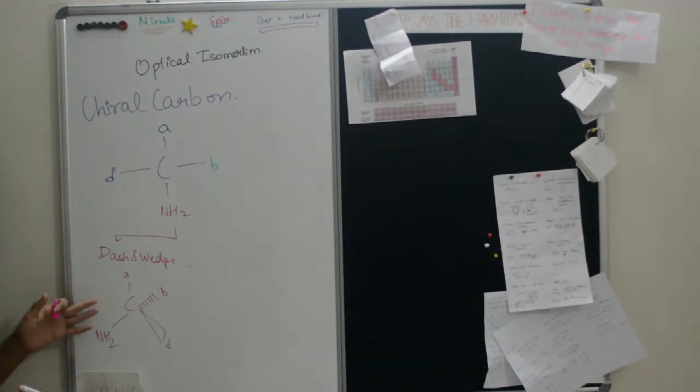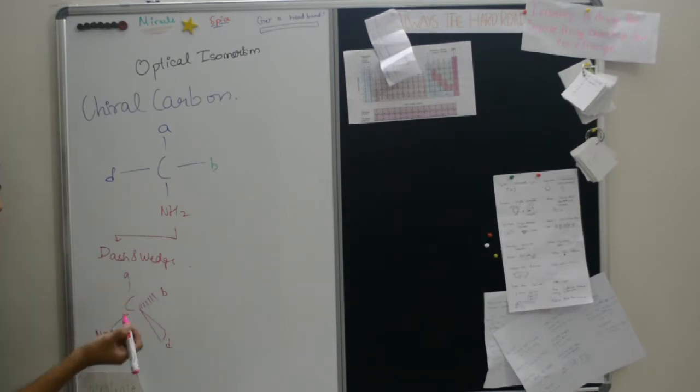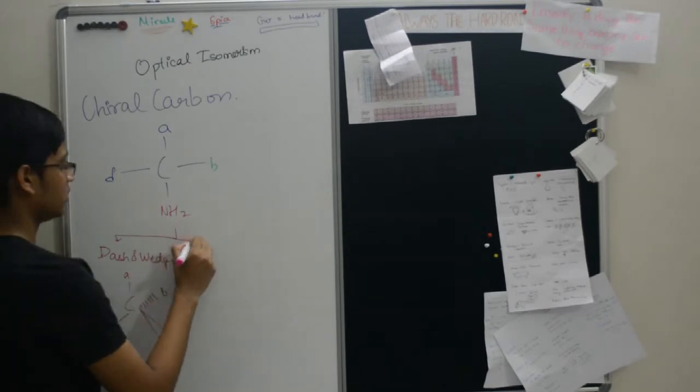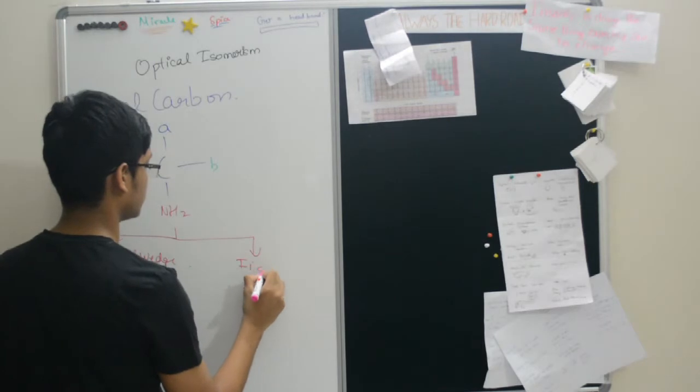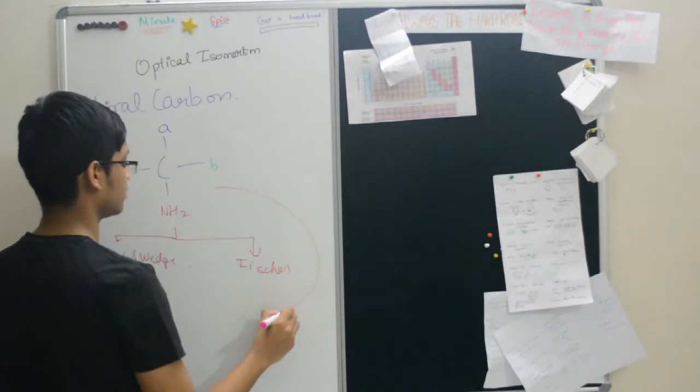So this right here is the dash and wedge way of denoting a chiral carbon, and the thing about this is that you can easily tell the rotation using it, whereas the other thing is the Fischer projection, and this right here is the Fischer projection.